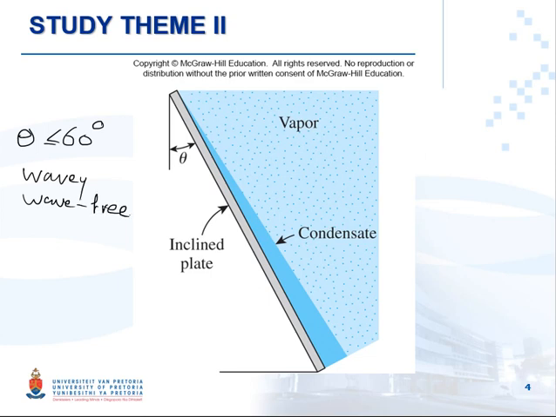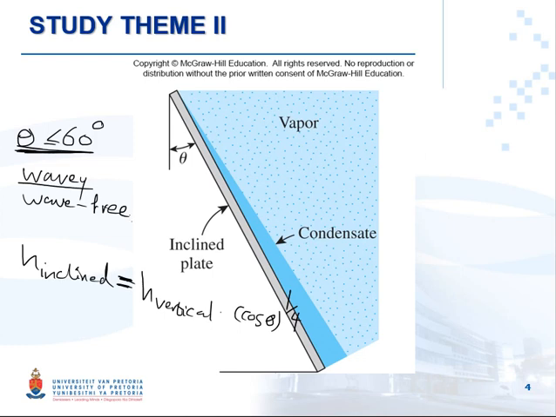we can just use a very simple correlation, and we say that H inclined is equal to H vertical multiplied by cosine theta to the power of 0.25. So basically, by using a very simple correlation, we can calculate H when the plate is not vertical. But there are two conditions. First, the inclination angle should be lower than 60. Besides that, the flow should be wavy or wave free. It's a very good approximation, and we don't need to go through very complicated calculations to be able to find H for inclined plates.